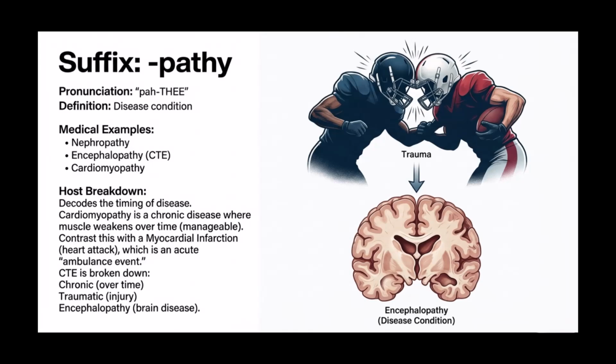Got it. Pathy. Disease condition. The text highlights encephalopathy and specifically mentions CTE. Chronic traumatic encephalopathy. It's that chronic disease condition of the brain linked to contact sports. And we also have cardiomyopathy. How is that different from a heart attack? It's about chronicity. A heart attack is an acute sudden event. Cardiomyopathy is a chronic ongoing disease where the heart muscle gets weaker over time.